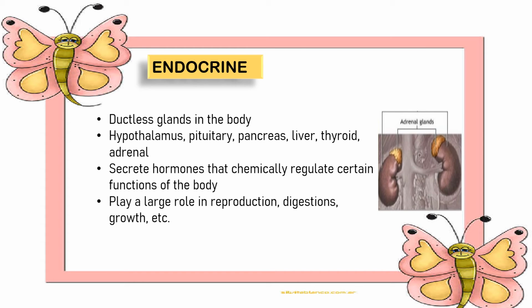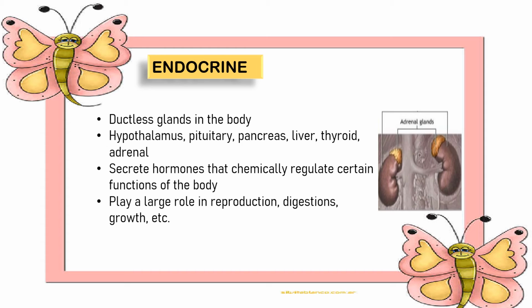Now, let's move on to the endocrine. So endocrine, ductless glands in the body. This is the major structure of endocrine. The ductless glands in the body are the hypothalamus, pituitary, pancreas, liver, thyroid, adrenal. So I hope, class, you all know where you can find your hypothalamus, pituitary, pancreas, liver, thyroid, adrenal.